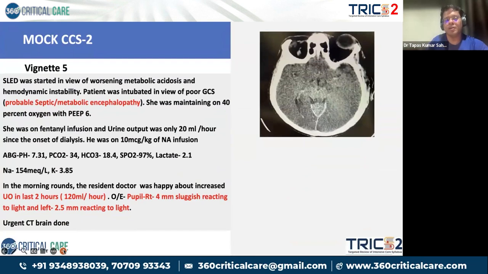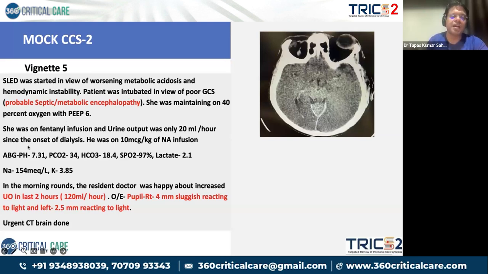Now from the tummy, they wanted to enter into the brain. So SLADE was started in view of worsening metabolic acidosis and hemodynamic instability. The patient was intubated because the patient now has poor GCS, probable septic or metabolic encephalopathy. Now, she was maintaining on 40% oxygen with PEEP 6.